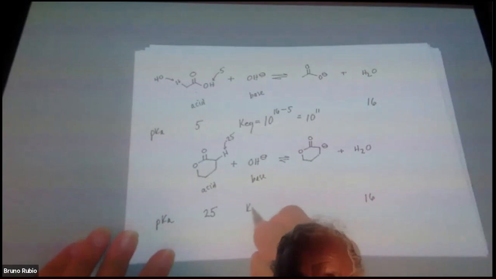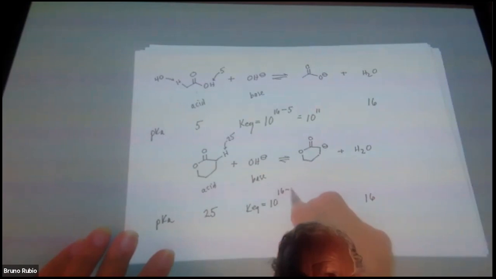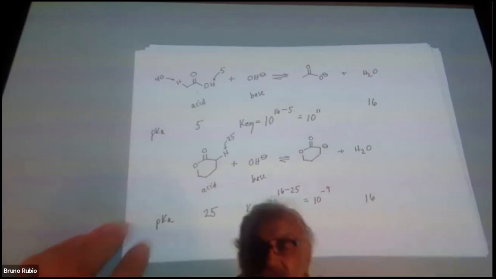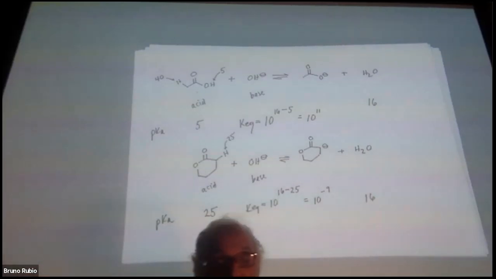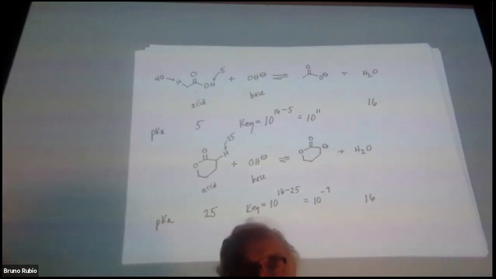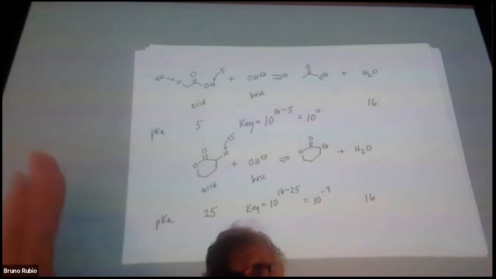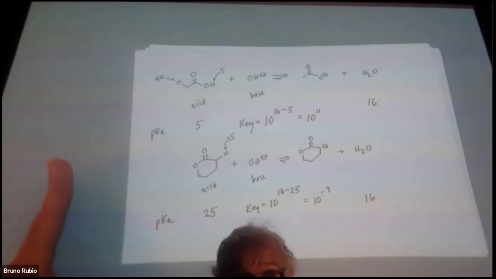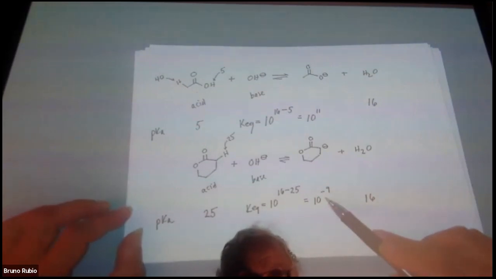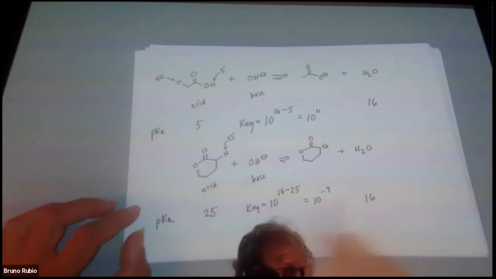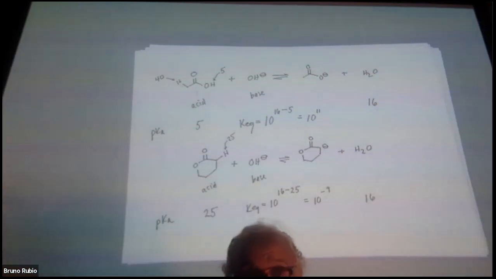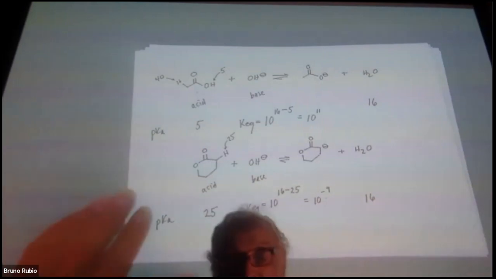So the equilibrium constant here will be 10 to the 16 minus 25. That's 10 to the minus 9. So what this is saying is that an ester is not acidic enough to be deprotonated by hydroxide, right? Because this is a lousy equilibrium constant, 10 to the minus 9. This is saying that if we mix these two together, we're going to get very, very little product formation. So the equilibrium constant for that reaction is small.